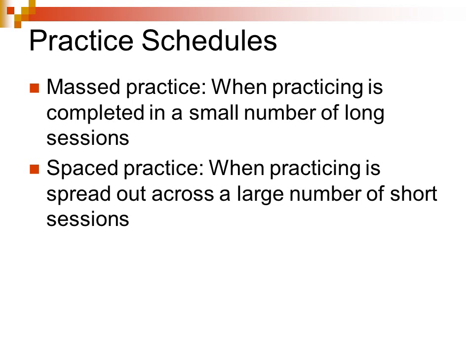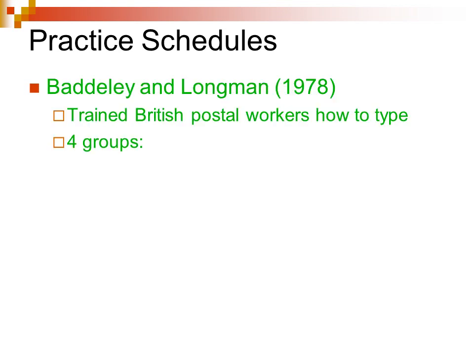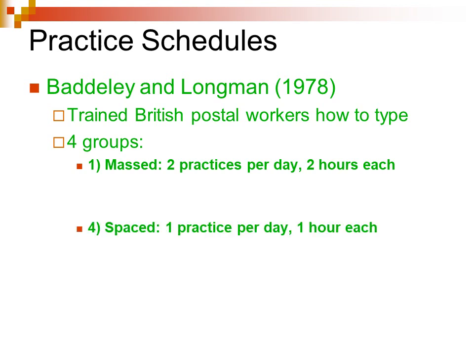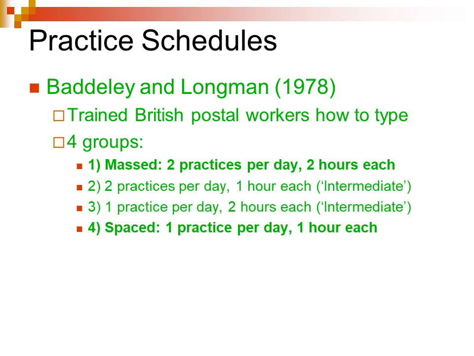Here's an example study showing the effects of massed versus spaced practicing on performance. In this study, the researchers trained British postal workers how to type. They had 4 groups of participants, which represented a continuum between massed and spaced practicing. The massed practice group had 2 practice sessions per day that lasted for 2 hours each, so their practicing was crammed into a few long sessions. The spaced practice group had 1 practice session per day, which lasted for 1 hour each, so their practice time was spread out over more shorter practice sessions. And then there were a couple conditions in between those two.